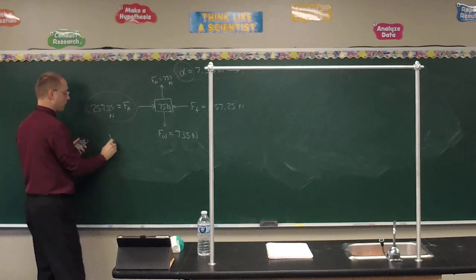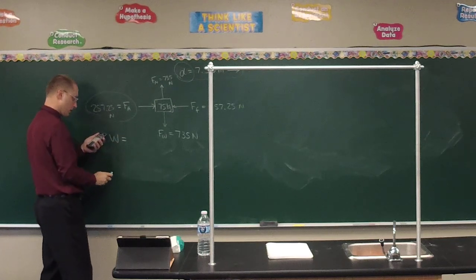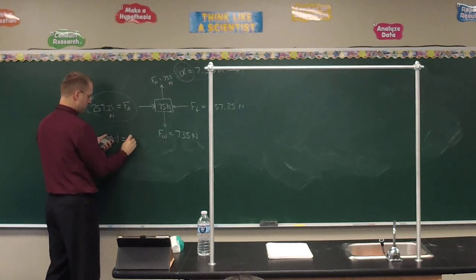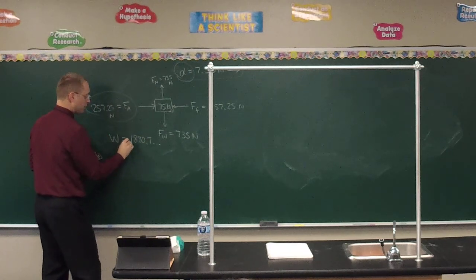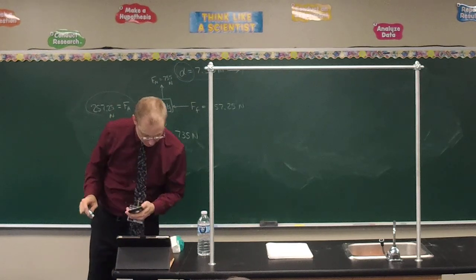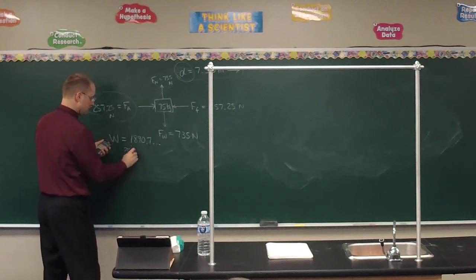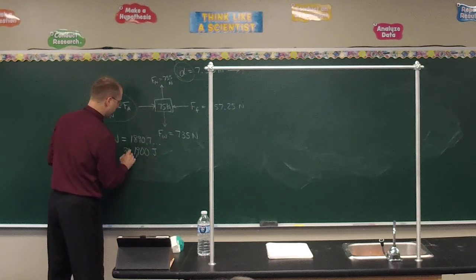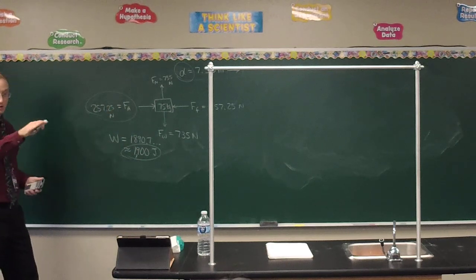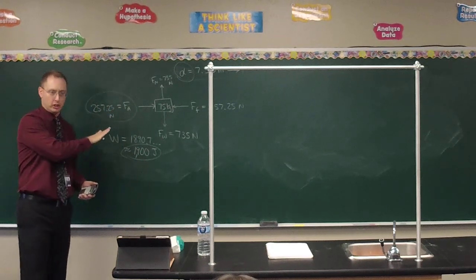and that's going to get the work done, which was, Audrey? 1,890.7. Okay, and then round it off to 2 sig figs. 1,900 joules of work accomplished. Did you all get that as well? All right, any questions on work?